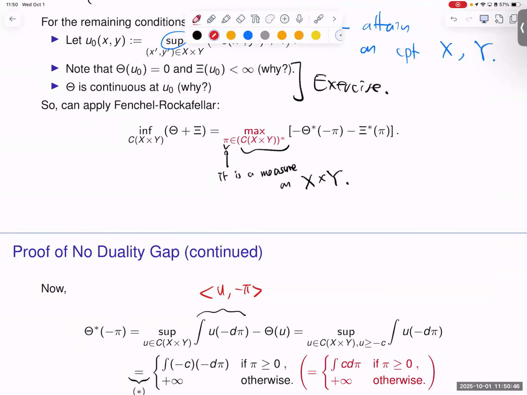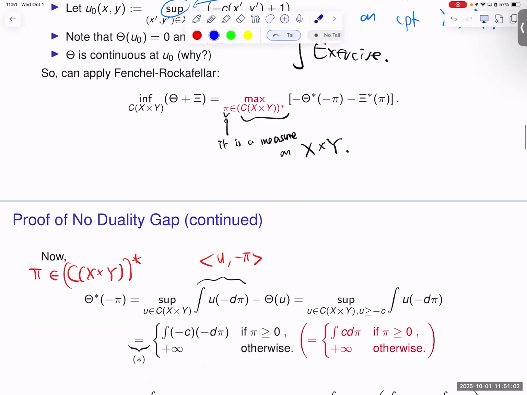So pi is... no restriction. Yeah, no restriction, just any signed measure even, okay? Not just a measure, signed measure. It can have both positive and negative signs, right? Okay, then here, so this is about u and pi, but you take the supremum over all this, okay?